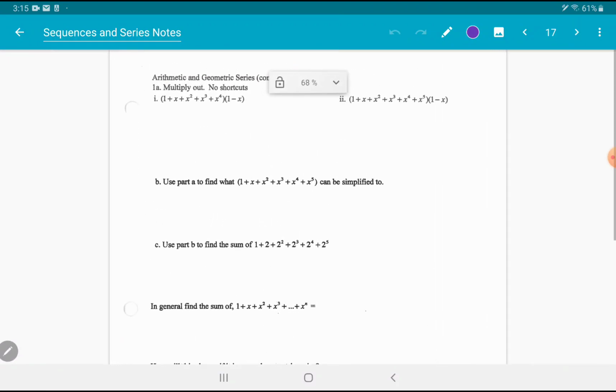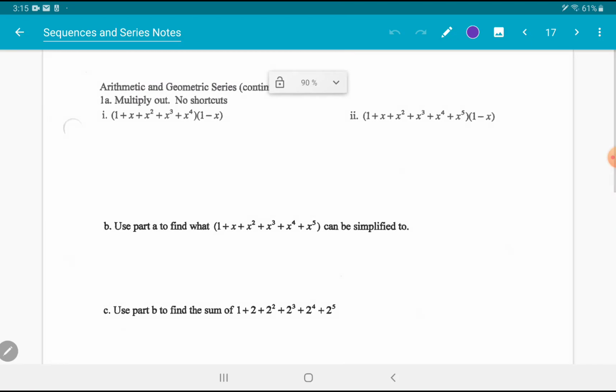So let's see here. Multiply it out. No shortcuts. All right, well, let's go ahead and do that then. Let's multiply it out. This will actually help you on your homework as well. I believe there's a homework question involving multiplying these numbers out. No shortcuts, okay? All right, so let's do it. 1 times 1 is 1. 1 plus x squared plus x cubed plus x to the fourth. I just multiply this 1 by everything in there.